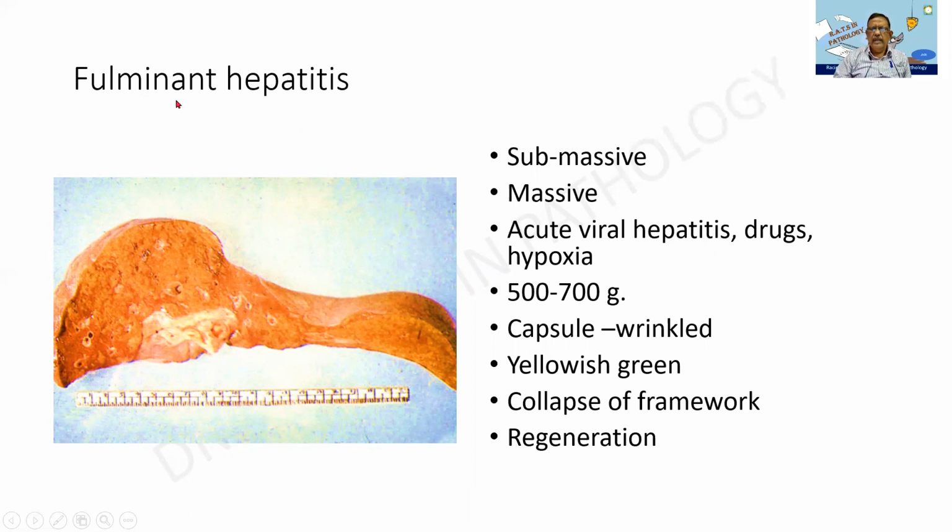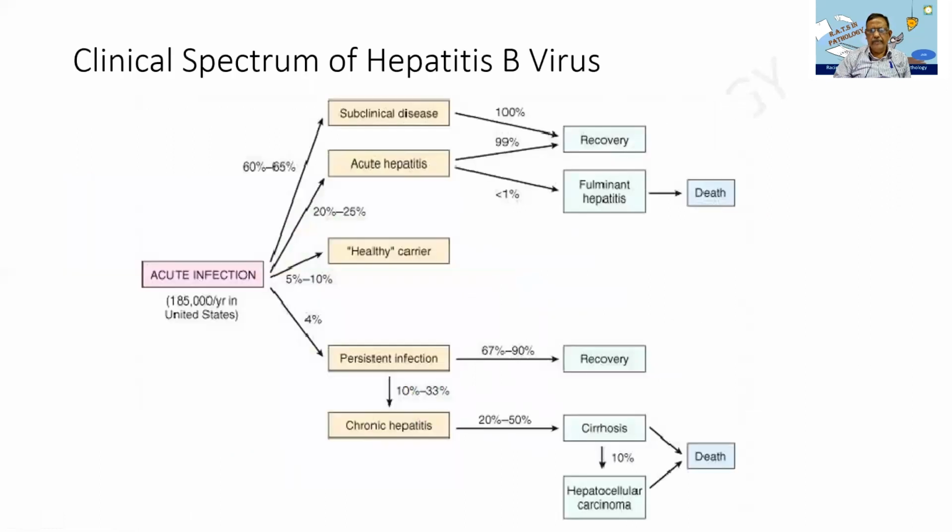Fulminant hepatitis can be asked as an MCQ, too much of a question for undergraduates, but we should mention all the different types. Acute hepatitis, chronic hepatitis, fulminant hepatitis. And these are all the various stages. You find that there can be subclinical, acute, healthy carrier can be there. Then there can be a persistent as well as a full-blown chronic hepatitis patient. And this will be the fate of it. Fulminant can lead to death, whereas some patients will go in for cirrhosis.